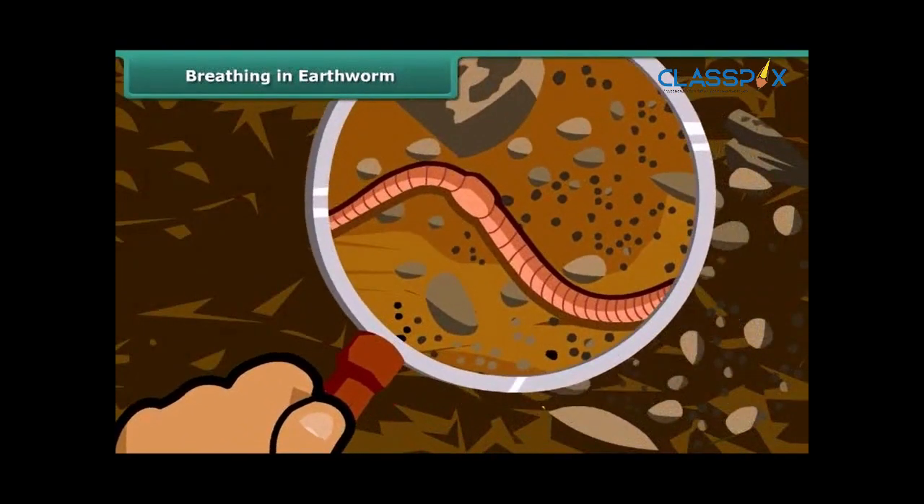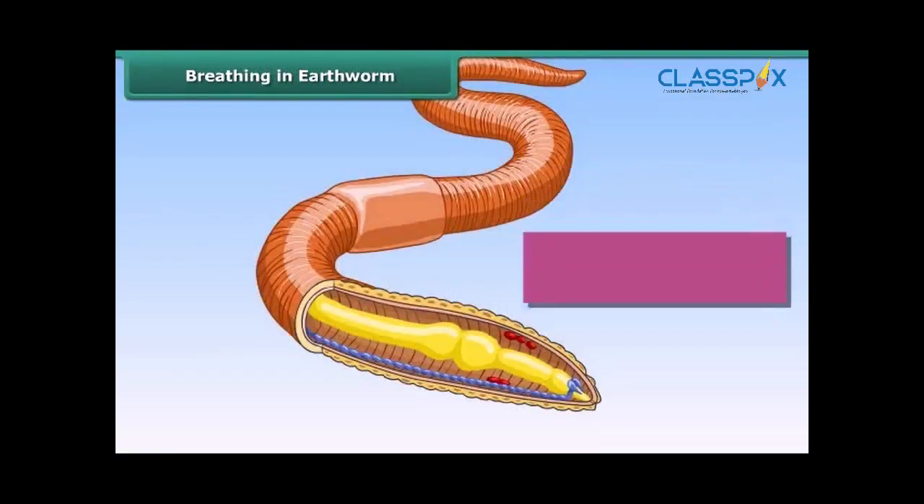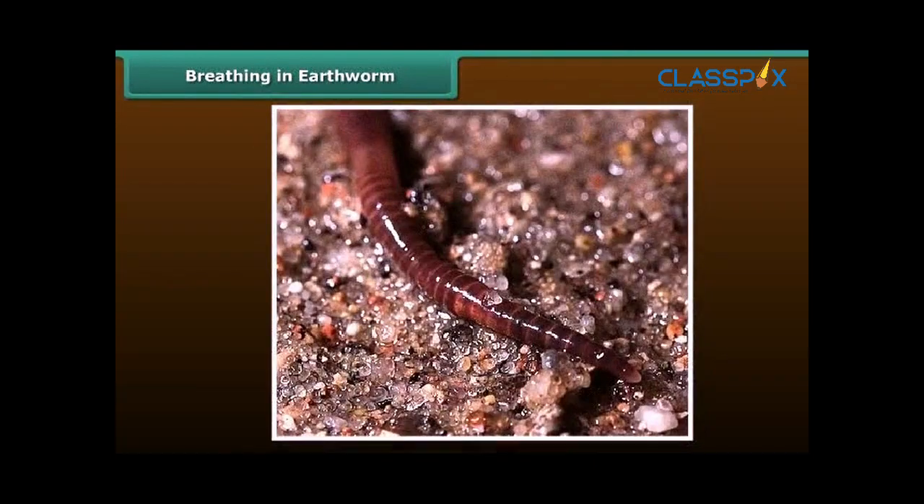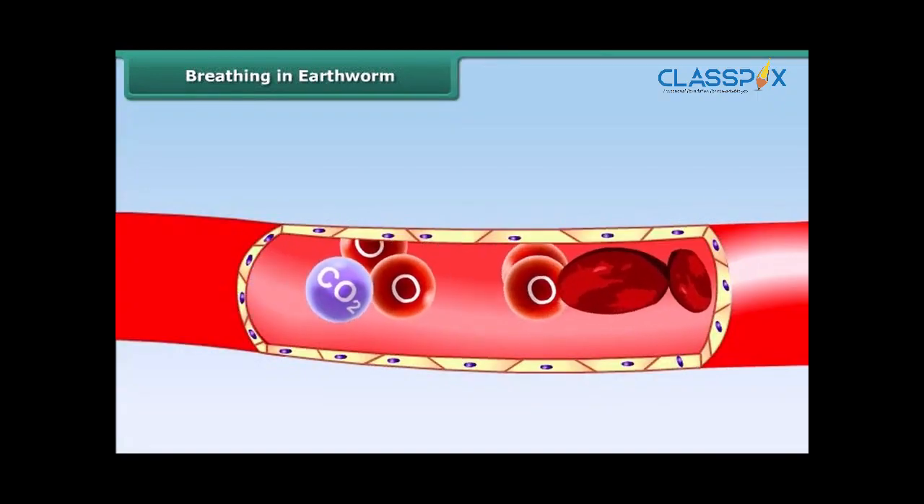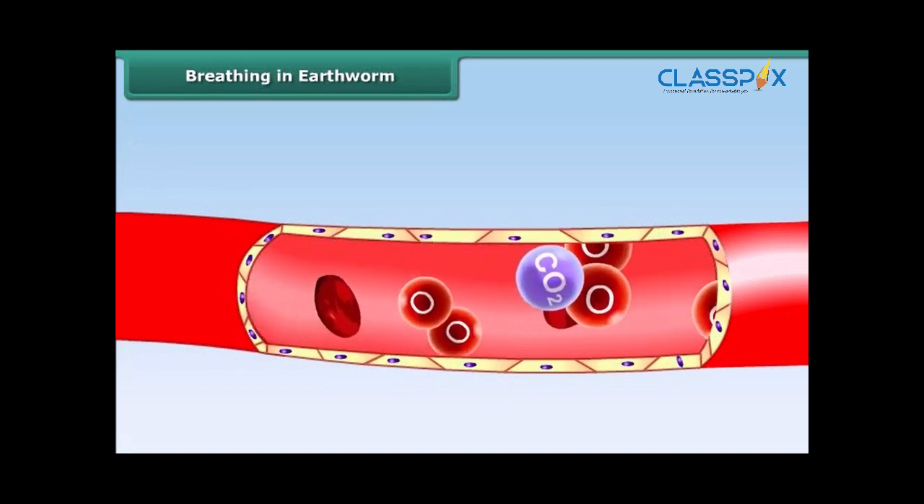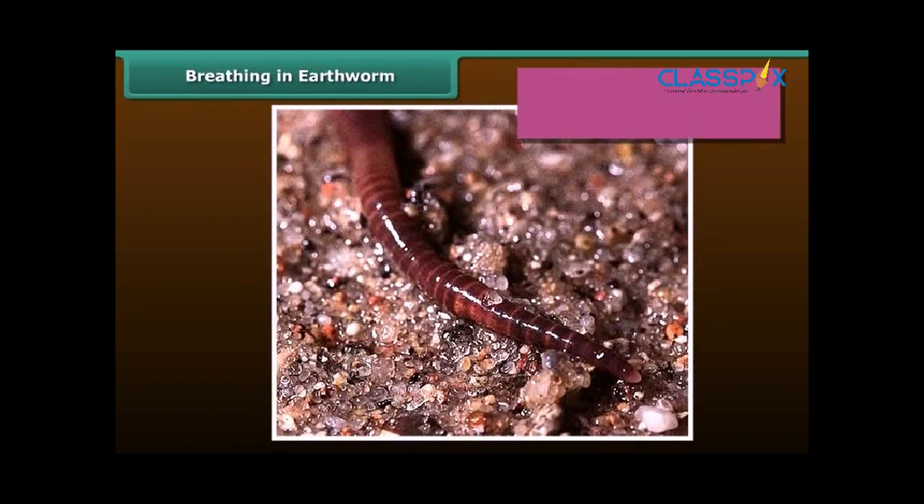Earthworms, like insects, do not have lungs, nor do they have a nose. They breathe through their skin. They absorb oxygen from air and soil. When the oxygen comes in contact with their moist skin, it dissolves and is absorbed through tiny blood vessels and circulated throughout the body. The same blood vessels carry the carbon dioxide to be expelled through the skin. For an effective absorption of oxygen, earthworms keep their skin moist.